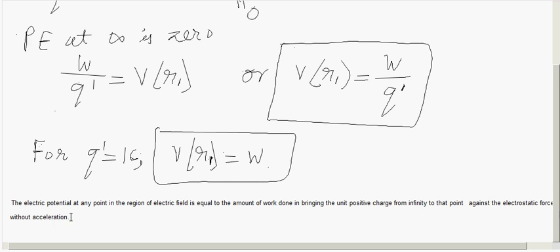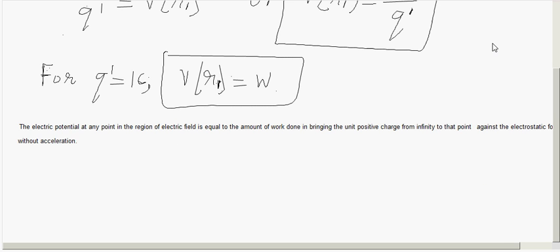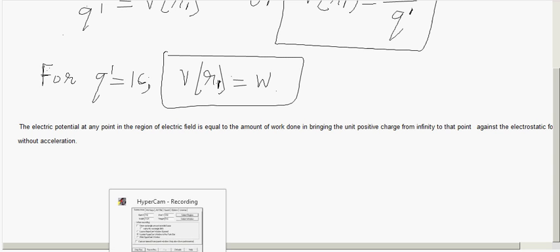The electric potential at any point in the region of electric field is equal to the amount of work done in bringing the unit positive charge from infinity to that point against the electrostatic force without acceleration. So electric potential is work done per unit charge, and the unit of potential is volts, which is also equal to joules per coulomb.